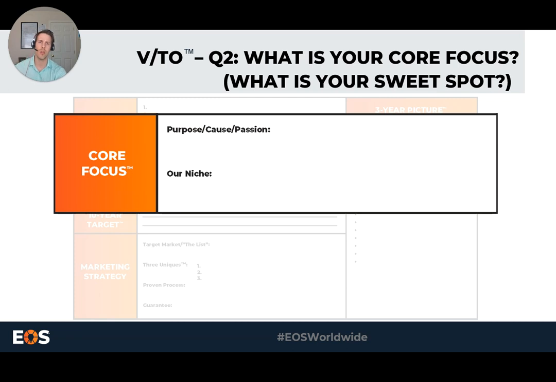Question 2 is really focused on what's your core focus. And the core focus has been called a million different things. Jim Collins, in his book Good to Great, he calls it the hedgehog concept.